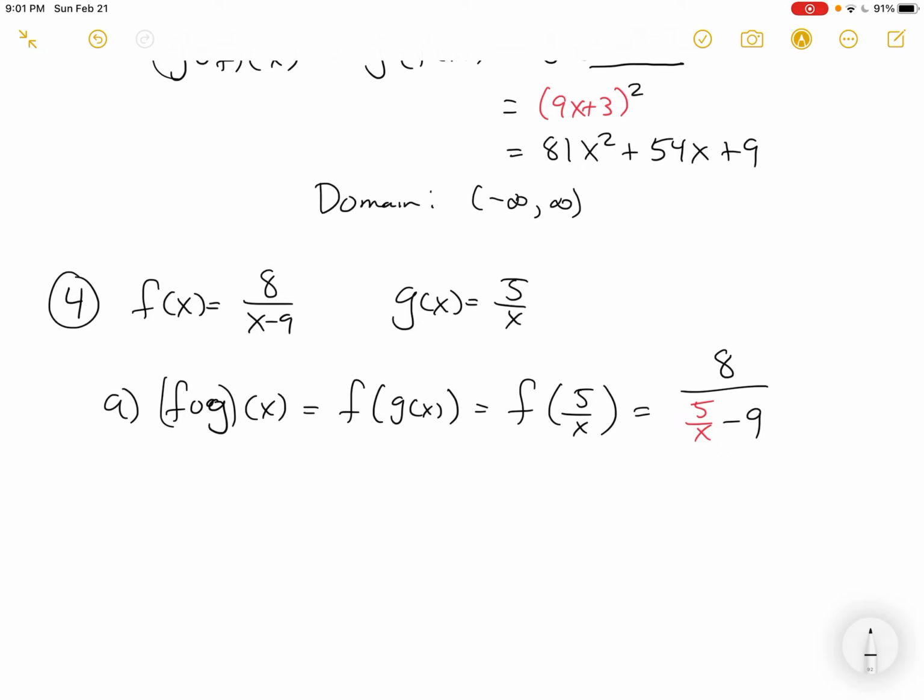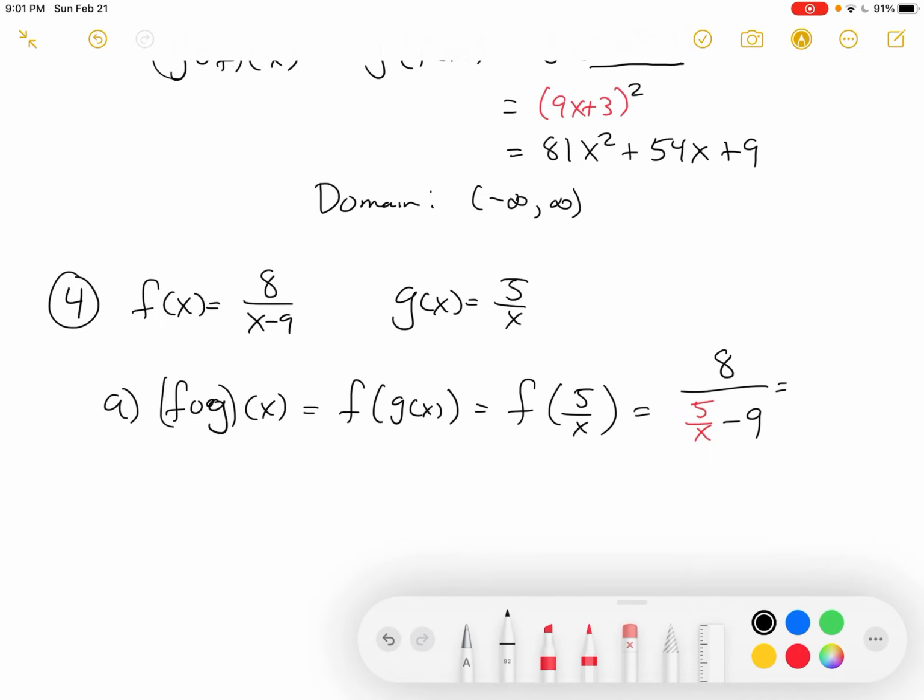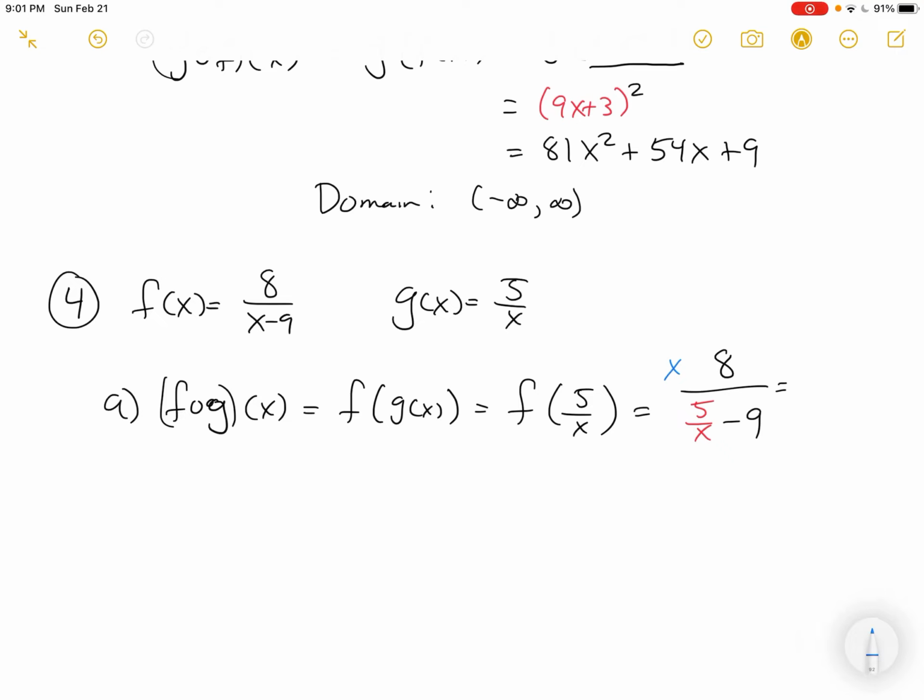Now we need to simplify. So as we simplify, the easiest way I know to simplify is to clear the denominator of x, right? Get rid of the complex fraction. So everything's going to be multiplied by x. So I'm going to multiply 8 by x, 5 by x, and 5 over x by x, and 9 by x. So hopefully that's making sense to you. I need to get rid of that denominator here.